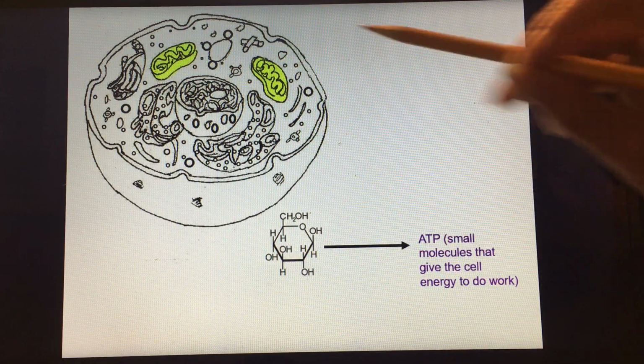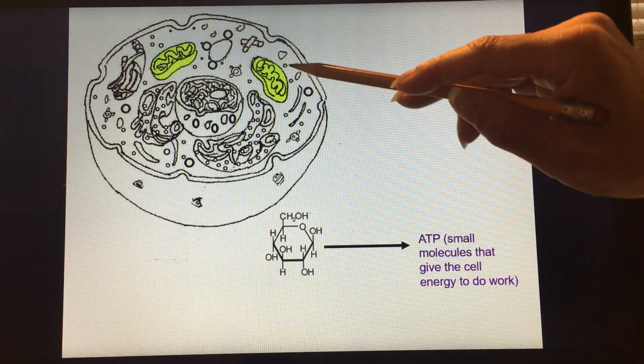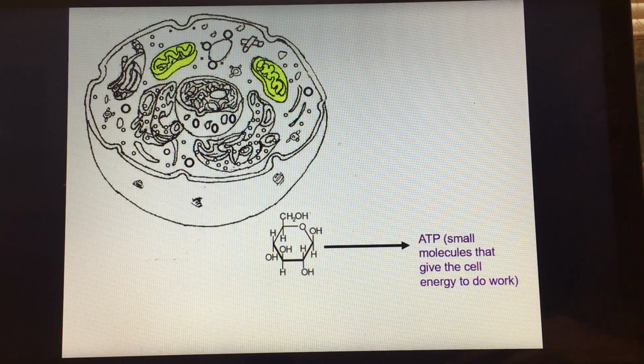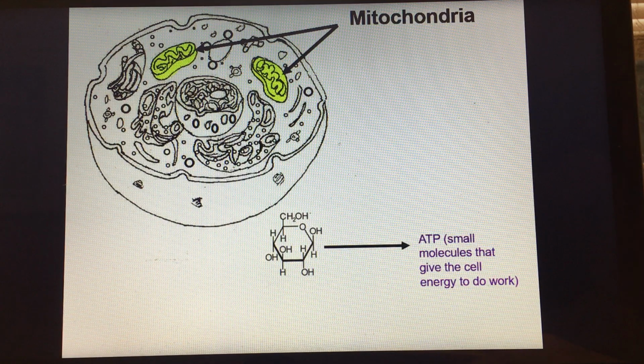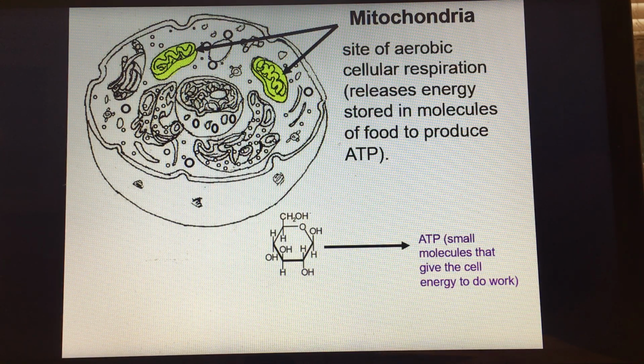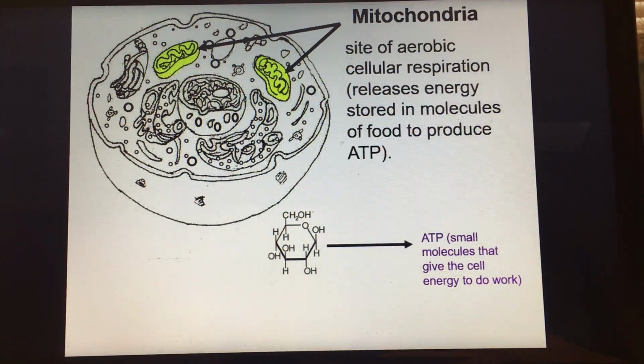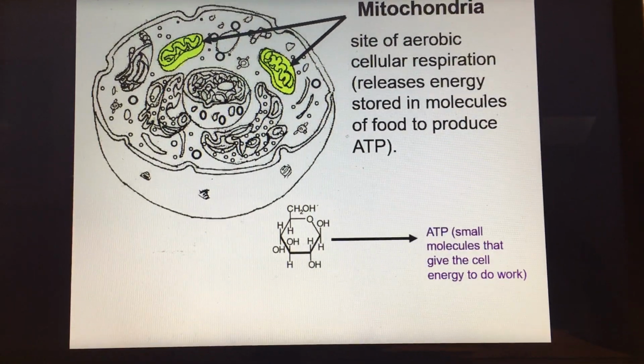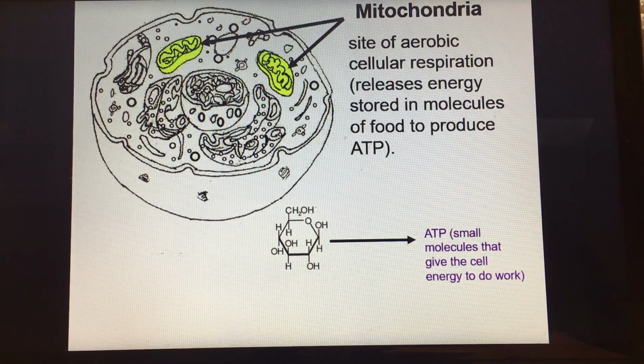These yellow structures right here, that look kind of like a bean but with squigglies inside, are the mitochondria. Mitochondria is plural, mitochondrion is singular. You may see it both ways in writing, in textbooks and online. And mitochondria are the site of aerobic cellular respiration, and this is where we get energy out of our food molecules. And it produces molecules called ATP, which our cell uses directly to do work.